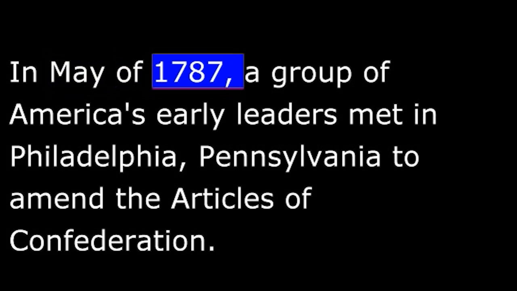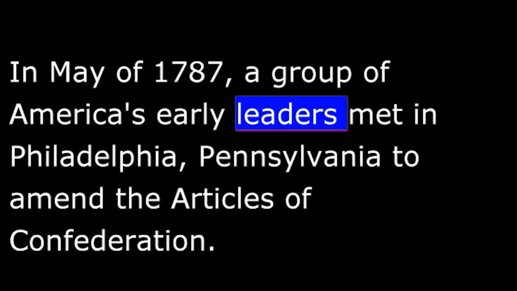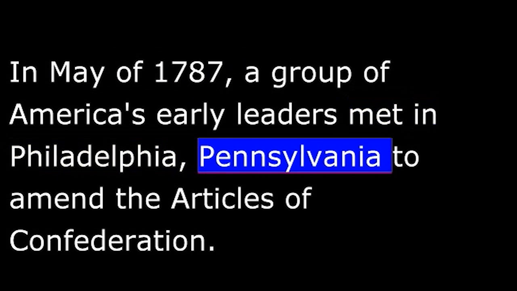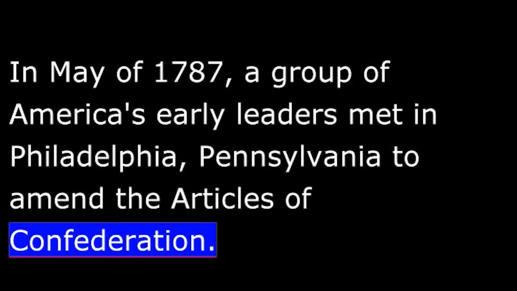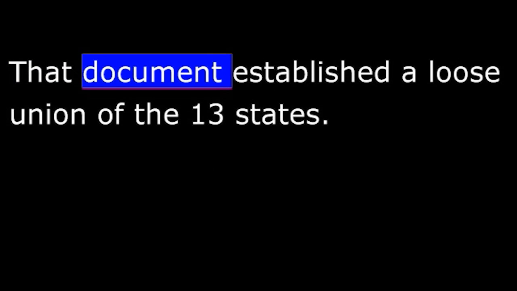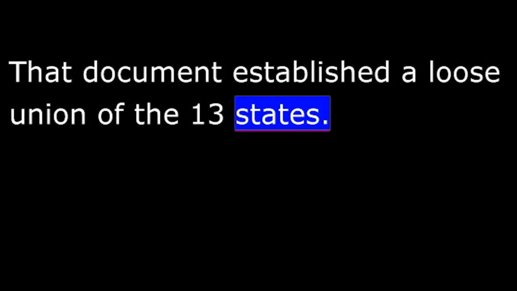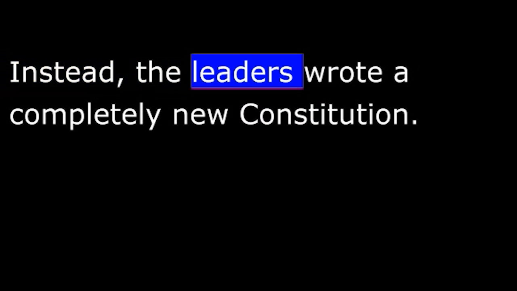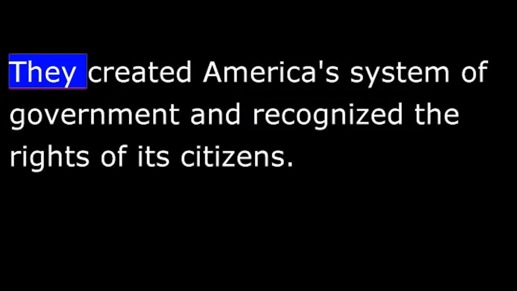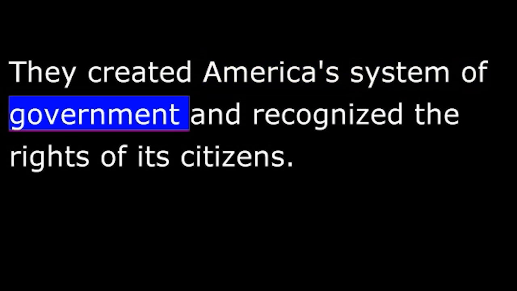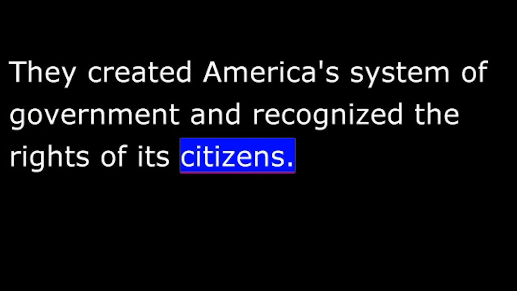In May of 1787, a group of America's early leaders met in Philadelphia, Pennsylvania, to amend the Articles of Confederation. That document established a loose union of the 13 states. Instead, the leaders wrote a completely new constitution. They created America's system of government and recognized the rights of its citizens.